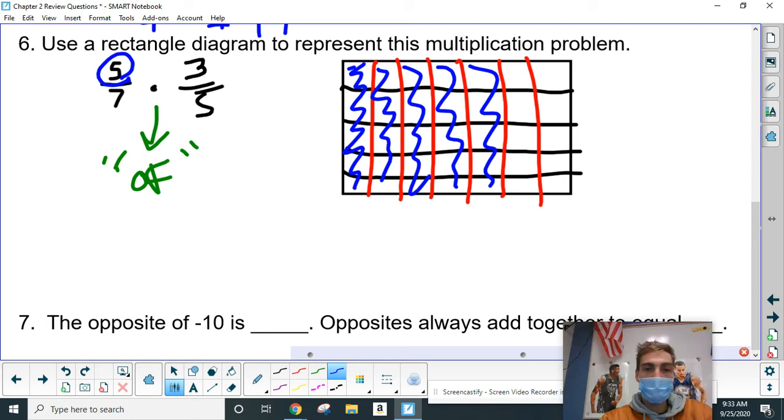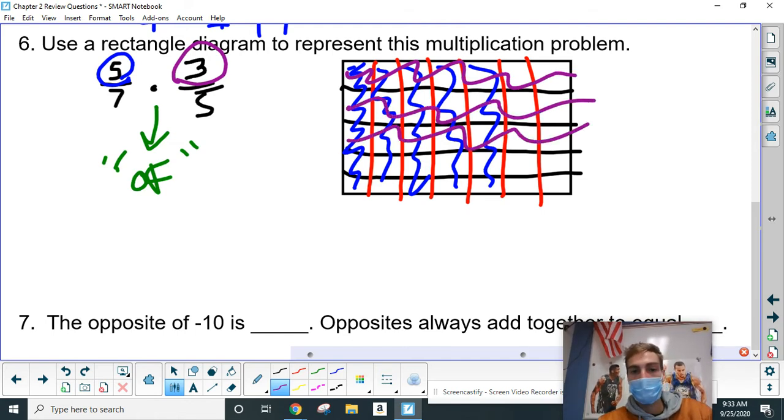And then how many of my fifths am I going to shade? Well, I'm going to be shading 3 of them. So now I'm looking horizontally. I'm going to shade 1, 2, 3 of my fifths. And so now I need to look at where are my shadings overlapping. And so you'll see my purple and blue overlap here.